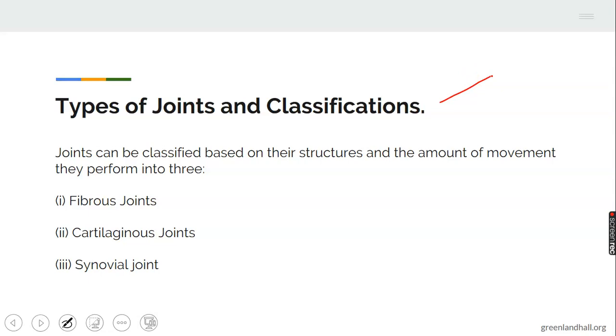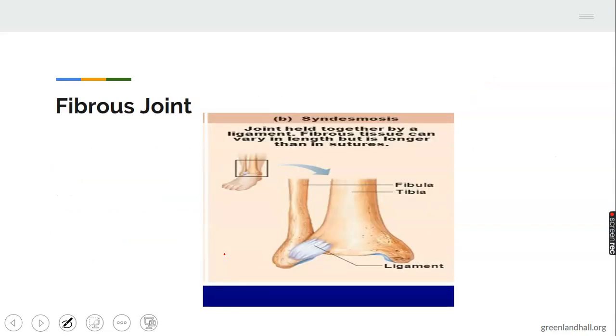Joints can be classified based on their structures and the amount of movement they perform into 3. Namely, fibrous joint, cartilaginous joint, synovial joint. Fibrous joint, cartilaginous joint, and synovial joint.